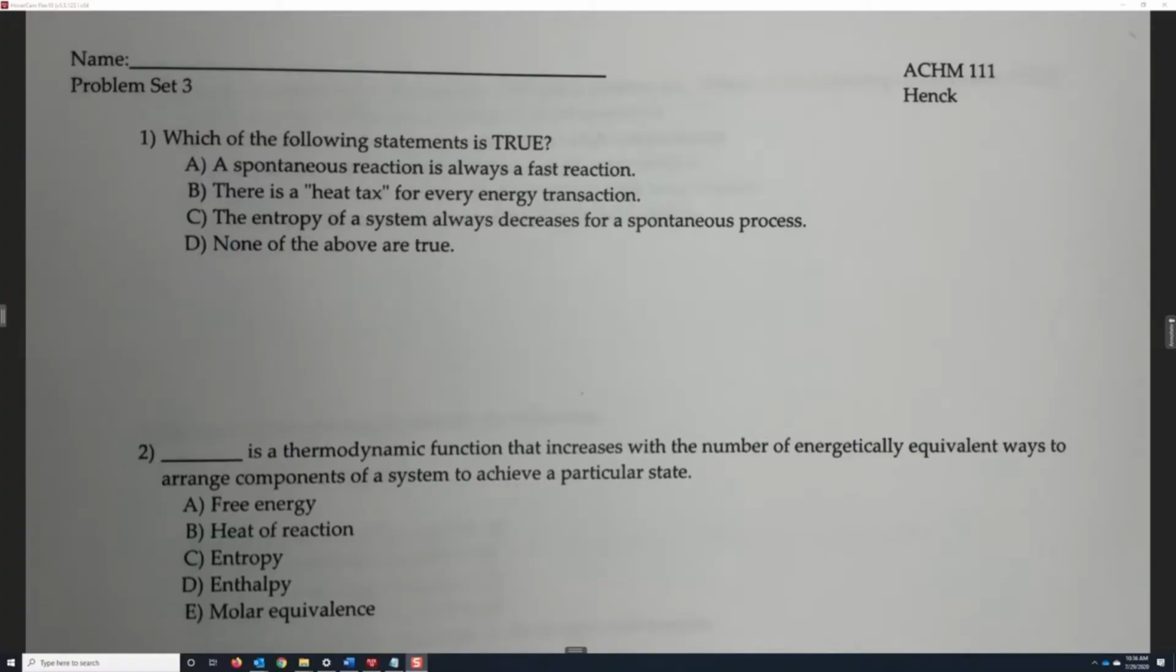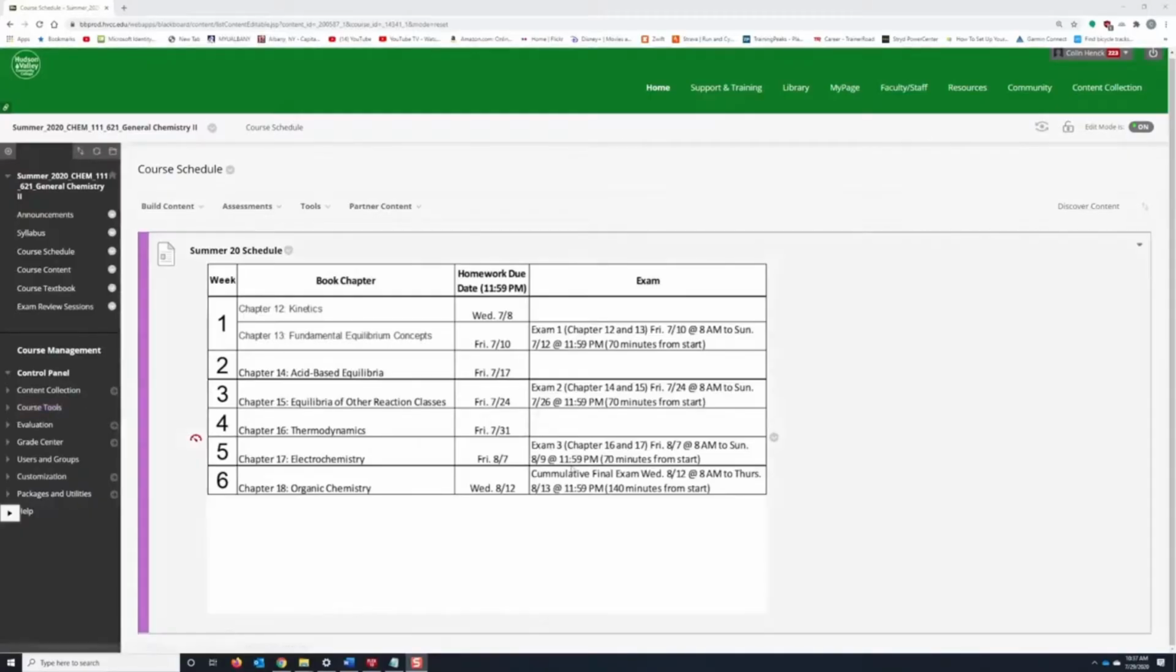Normally you have the tests during the week, but for the final exam, you're going to have the test on Wednesday and Thursday. Specifically, exam 3 will be on Friday till Sunday, as usual, but the cumulative final exam will be Wednesday 8/12 to Thursday 8/13. So you only have the 2 days to take it. The reason for this is the class ends on Thursday, so we can't have it over the weekend like we normally do.